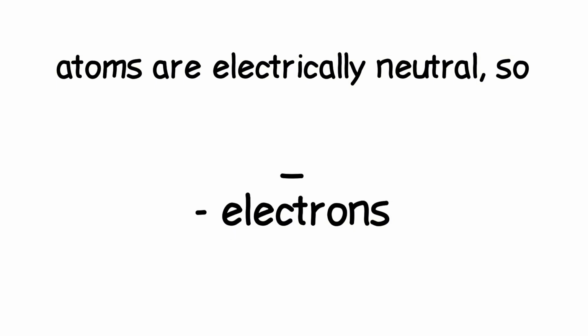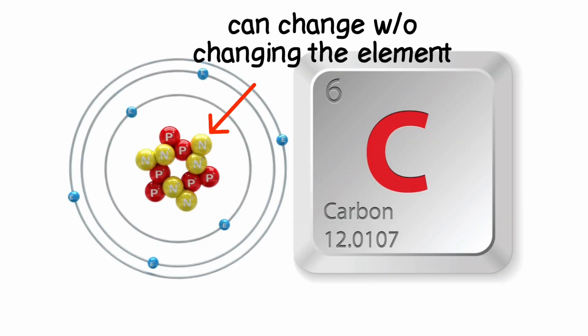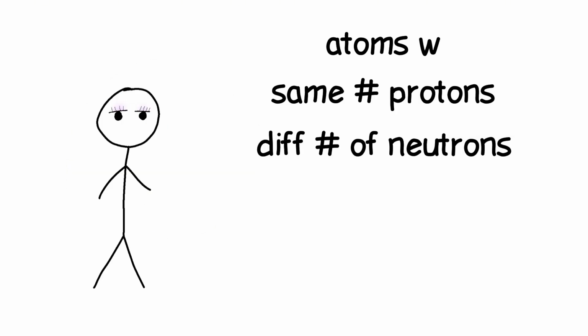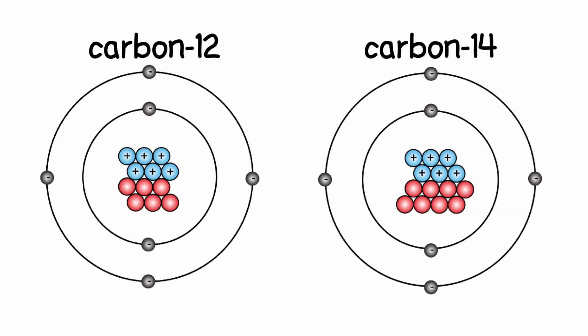All atoms have the same number of protons and electrons. However, the number of neutrons can change. When there are forms of an atom of an element that have different numbers of neutrons, we call these forms isotopes. For example, carbon-12 and carbon-14 are both isotopes of carbon. The numbers 12 and 14 indicate the mass of the element.